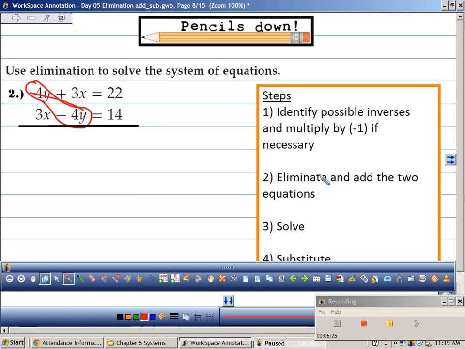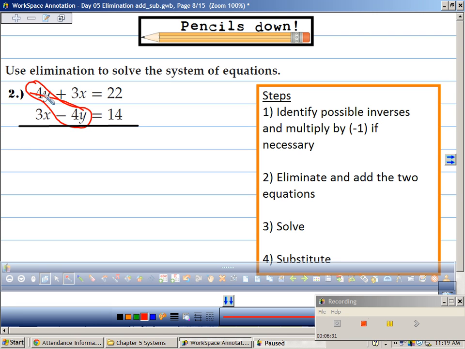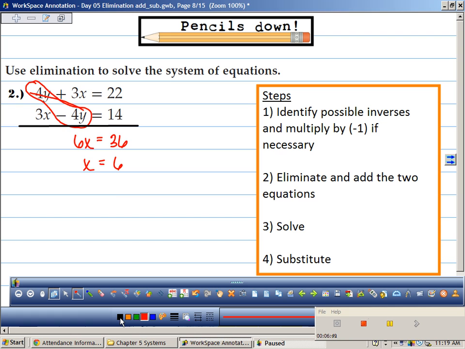So now I eliminate and add the two equations. The y's are no longer existing when I add the two equations together. I have 3x and 3x left, which makes 6x equals 36. If 6x is 36, how much is 1x, class? 6.